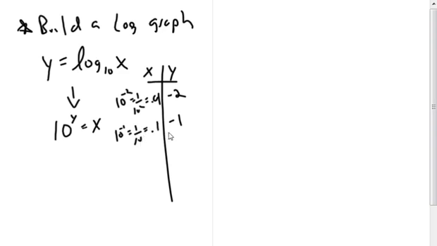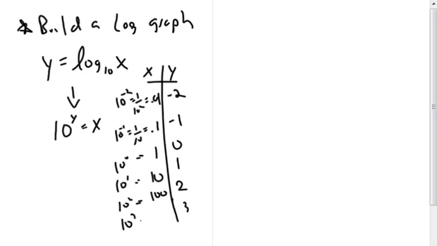When y is -1, we have 10 to the -1, so that's 1 over 10 to the first, which is 0.1. When y is 0, then we have 10 to the 0, which, anything to the 0 is 1. When y is 1, we have 10 to the first, so 10. When y is 2, we have 10 squared, which is 100. When y is 3, we have 10 cubed for the x, and that's 1,000. So we can see some interesting things going on here.